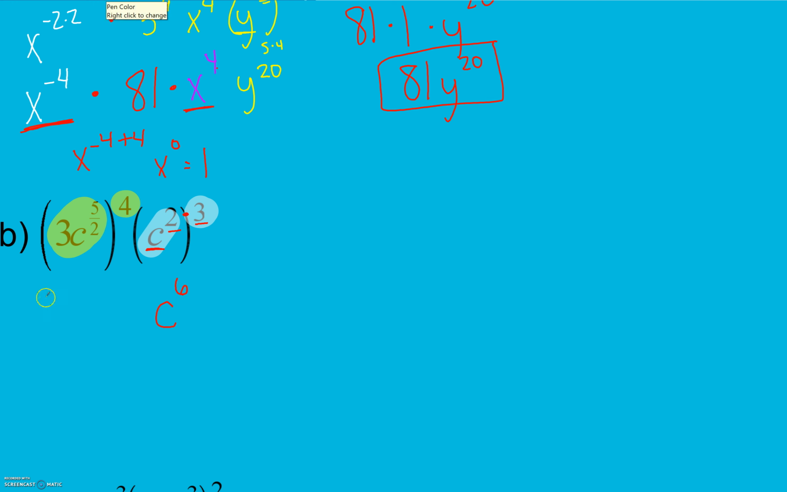With my product to a power, I take each factor in my product, so each thing multiplied together, and give it the exponent. So 4 there and 4 here. 3 to the 4th power, again, we said was 81.